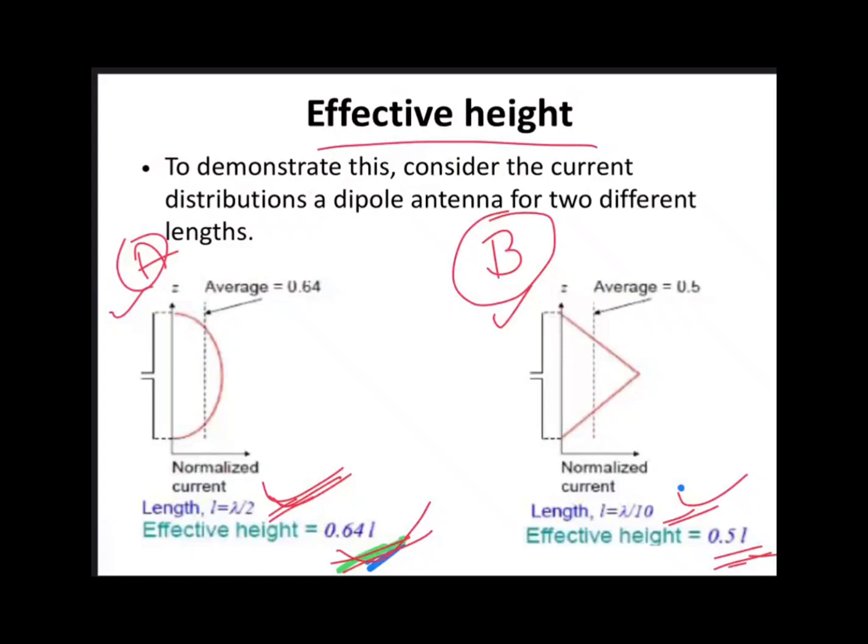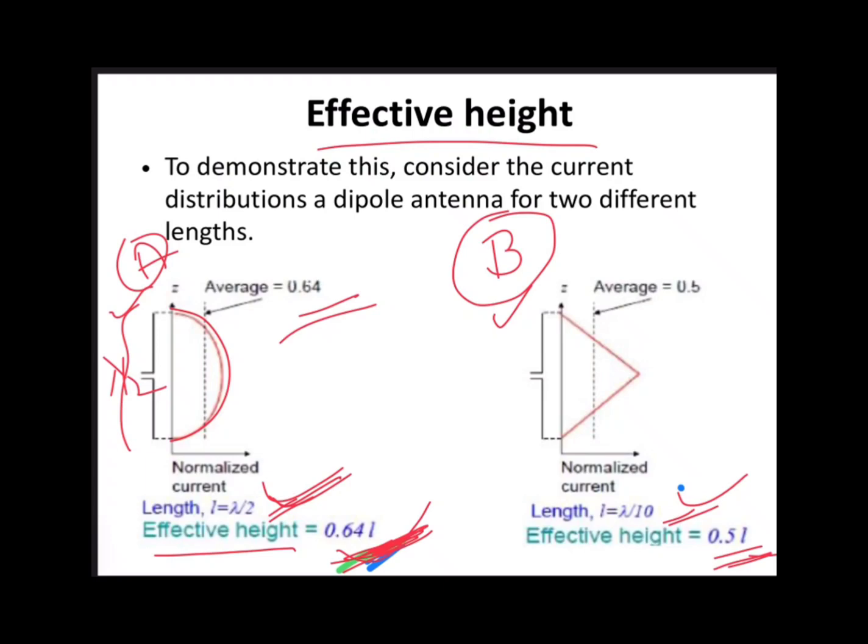So here you can see in this demonstration, we have taken the short dipole antenna of length lambda by 2. For a short dipole antenna of length lambda by 2, the effective height is 0.64 times L. This is what we call the effective height of an antenna. It means the effect of radiation is maximum over the entire length of the antenna, where the average current is 0.64 times the length.